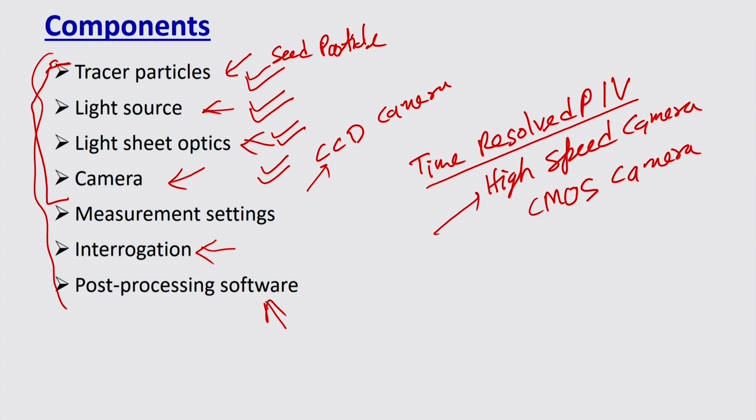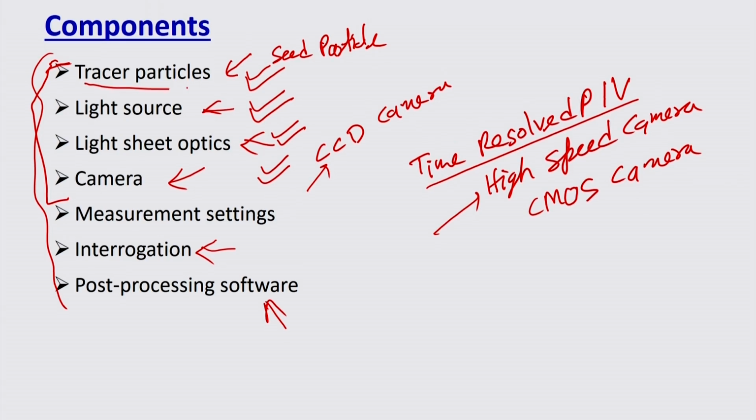The light source we have already discussed. Sheet optics is something where you have to make the sheet very good, synchronized properly. Your sheet optics, your camera and your laser should be synchronized properly, so that you get the photograph at the right time. The camera speed should be very high, or you should use a camera of very good resolution. But from a flow perspective, one of the critical parameters is the tracer particle, that is, what type of tracer particle we should use.